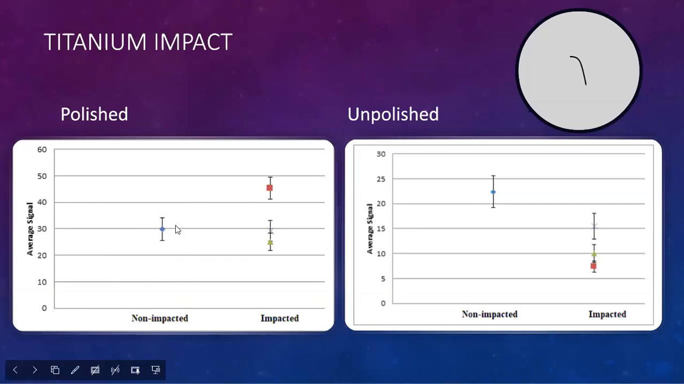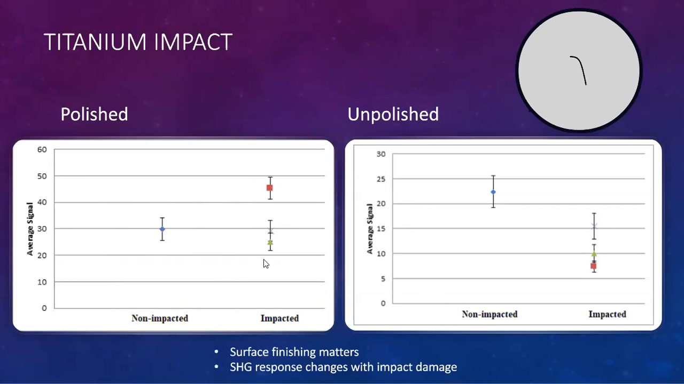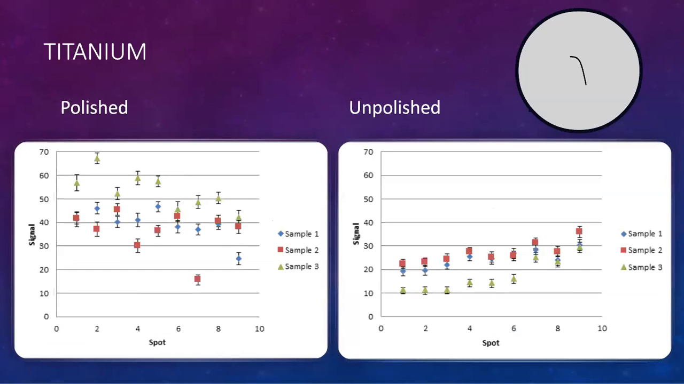As we look at our non-impacted samples for our polished side, typically the signal, minus this one, would go down slightly. The polished side was not very easy to scan. It scattered the light like crazy, the way that they polished it. But our unpolished side always showed that, compared to non-impacted, the impacted samples significantly decreased in SHG signal. So this was a very quick study. They just wanted us to see what we'd see. We did see that the finishing matters for the way that we could detect it, but we also saw that the SHG did change with the damage when there was a significant amount of damage.